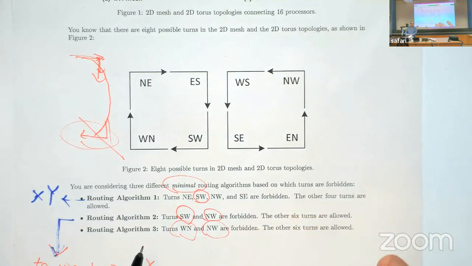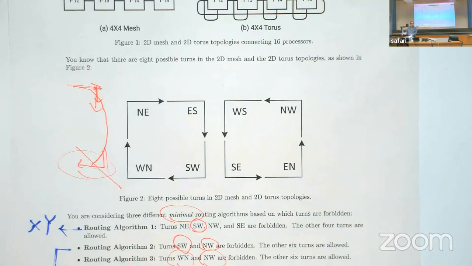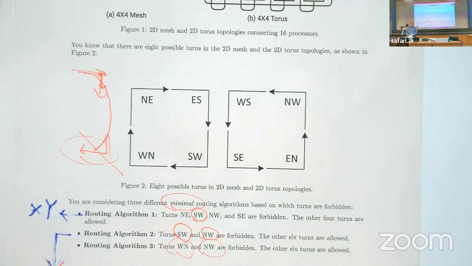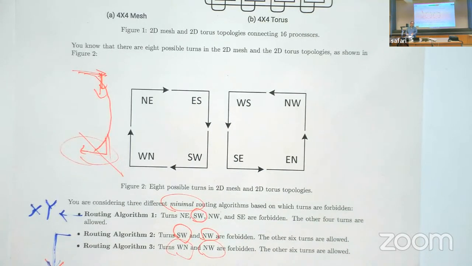because routing algorithm two is less constrained compared to routing algorithm one. And for routing algorithm three, since we already proved that it has deadlock in mesh, then for sure for Torus it also has deadlock. Okay.